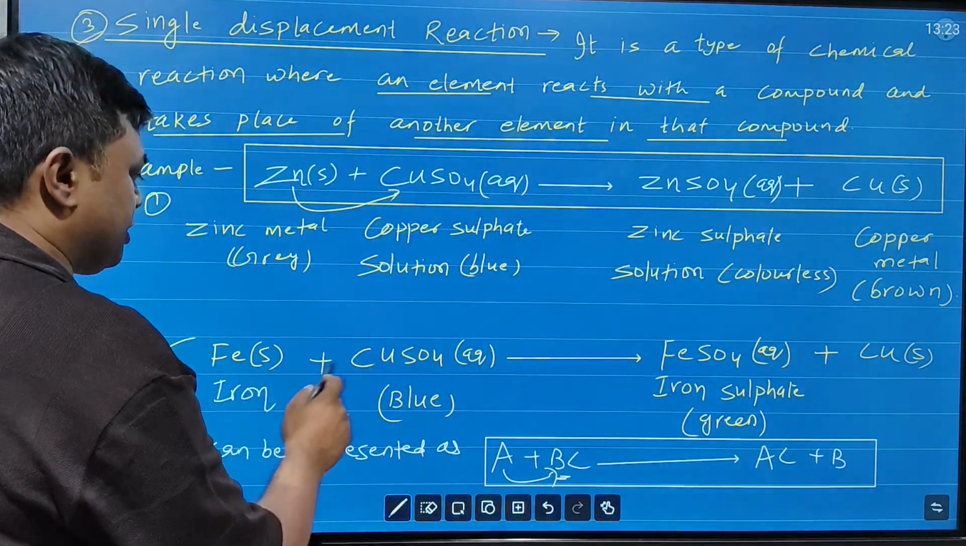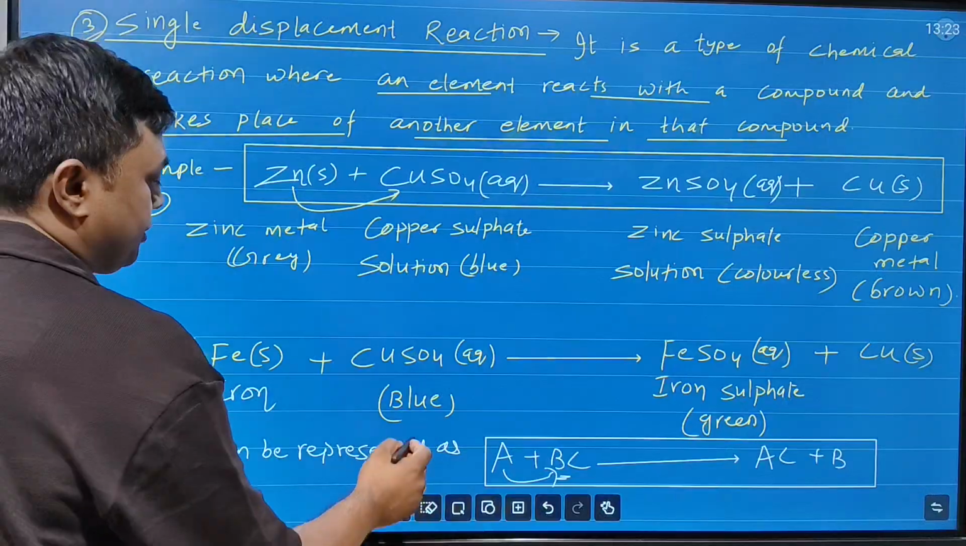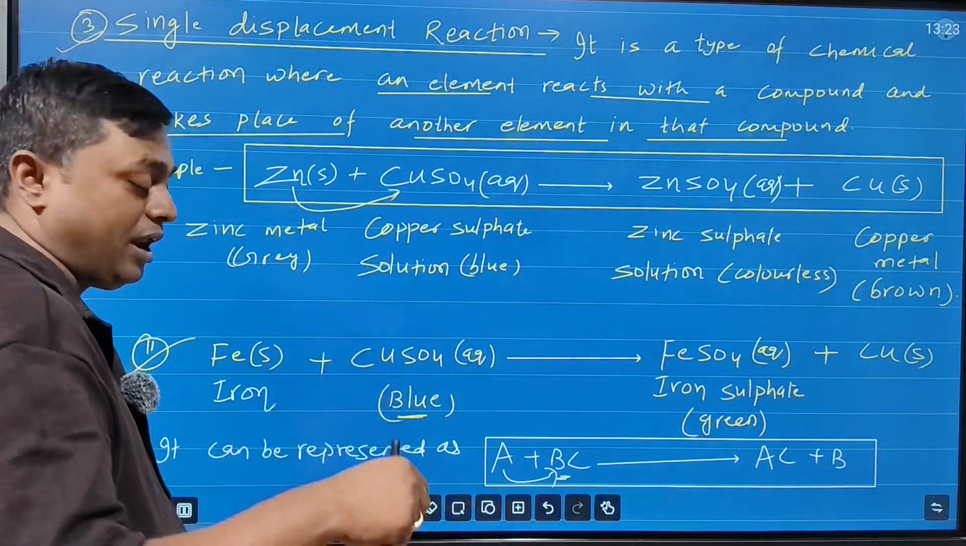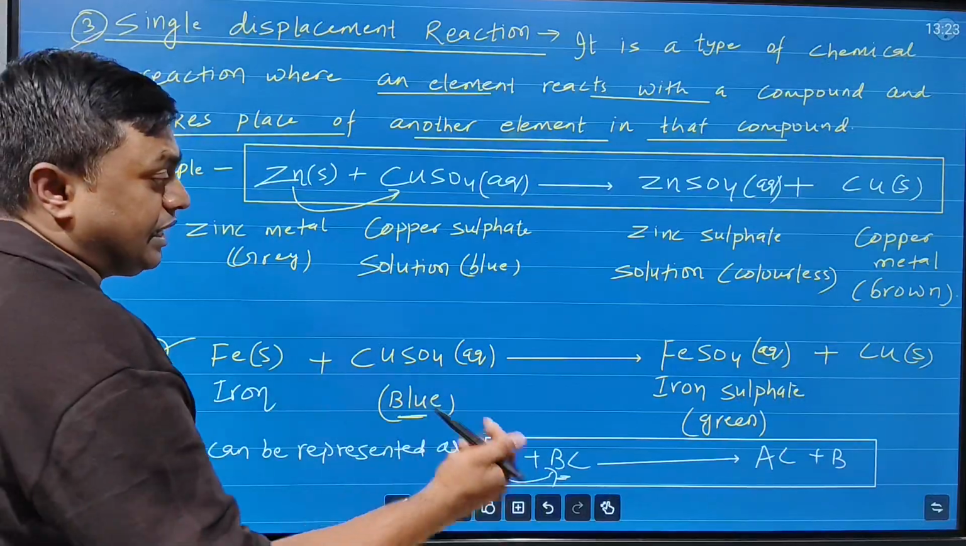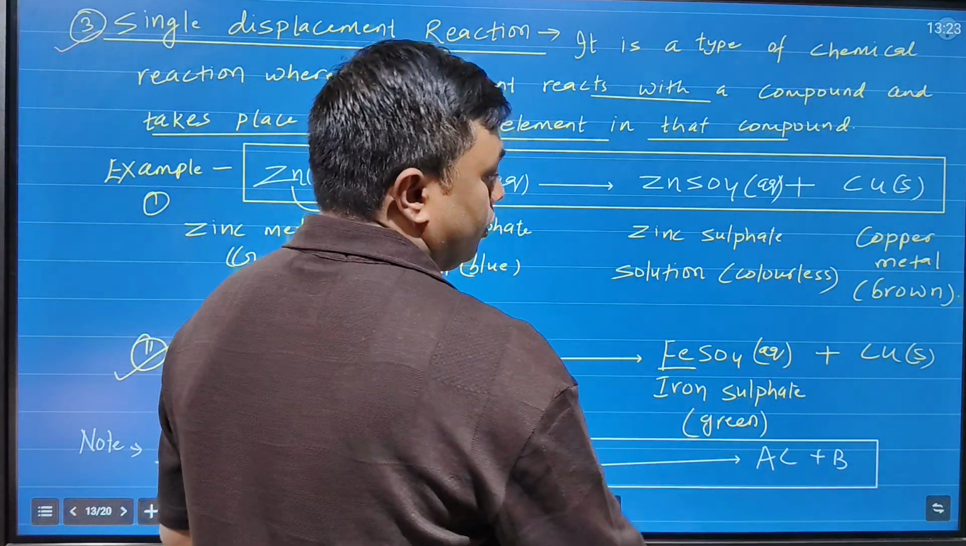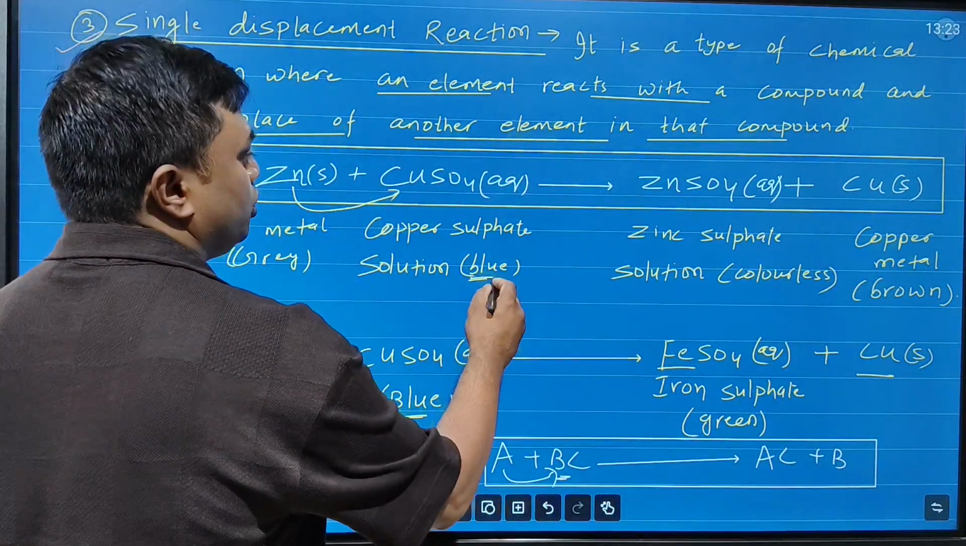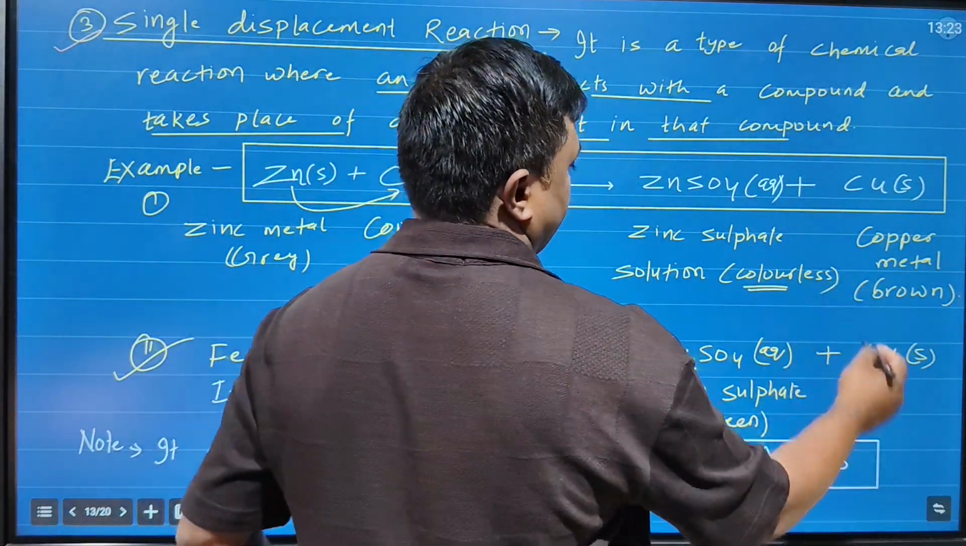Next, iron plus copper sulfate. Copper sulfate is generally blue color. So whenever you add iron filings to the copper sulfate solution, you will get the green color of iron sulfate, along with copper. Here the color change is what? Blue to colorless. Zinc sulfate is a colorless solution.